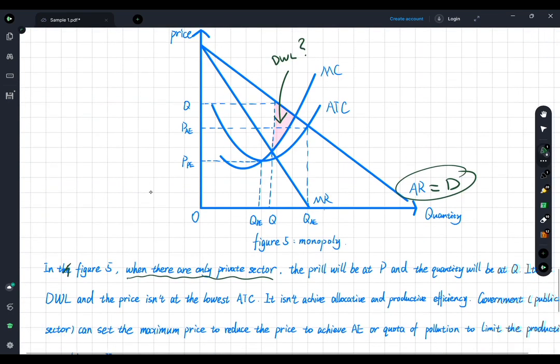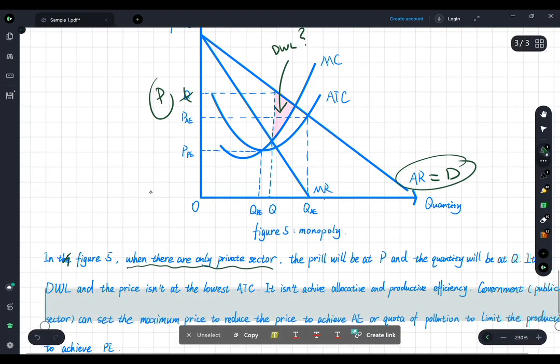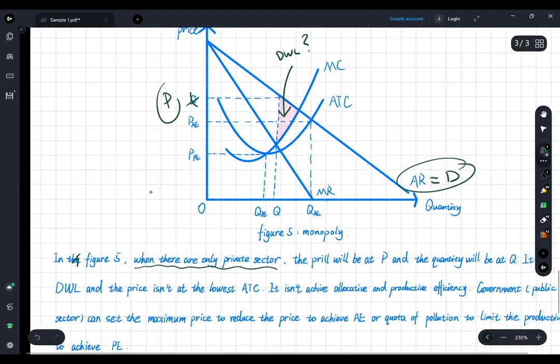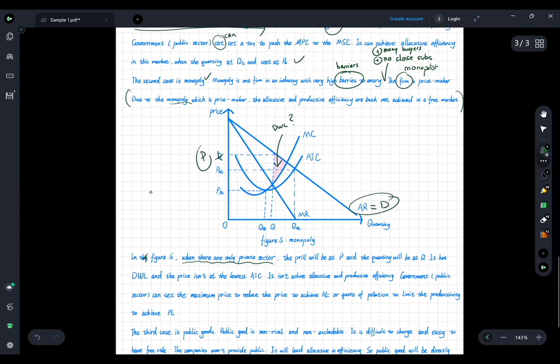I don't see P here, right? I think the student has made a mistake. It should be P, not Q. So there is a mistake in the diagram. And the quantity will be at Q. Okay, correct. Same thing. What is it? It has a deadweight loss. It should have been identified in the diagram, and the price isn't at the lowest ATC.